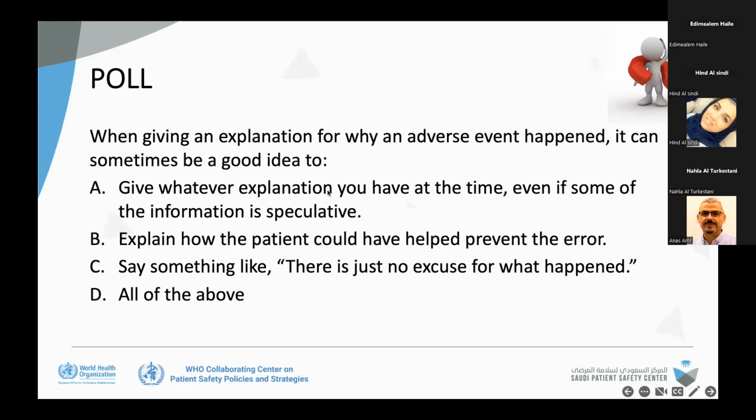Going back to our presentation, I would like to share another poll. When giving an explanation for why an adverse event happened, it can sometimes be a good idea to do what? Give whatever explanation you have at the time, even if some of the information is speculative, or explain how the patient could have helped prevent the error, or say something like there is just no excuse for what happened, or all of the above is correct.